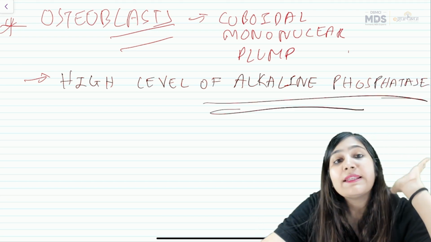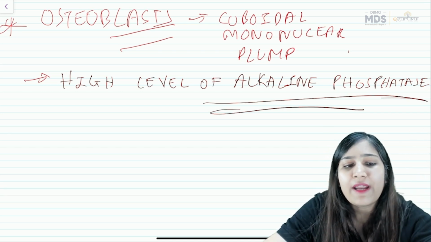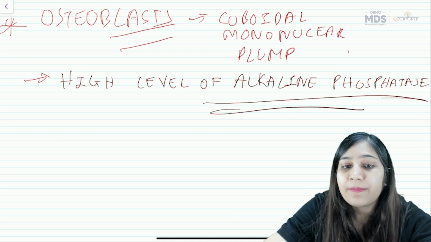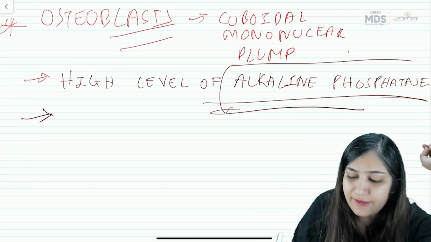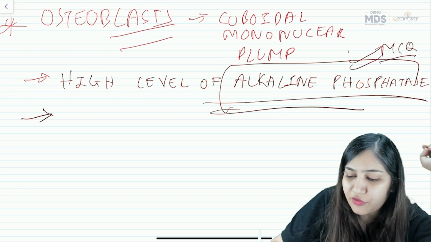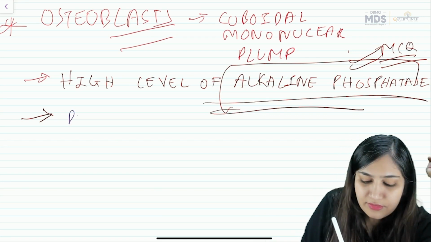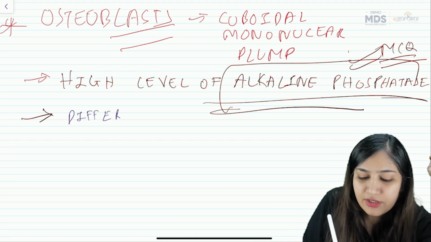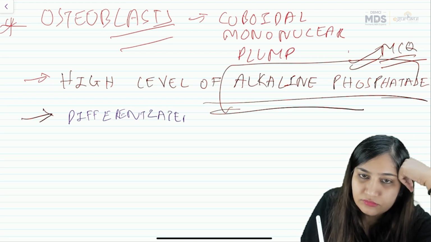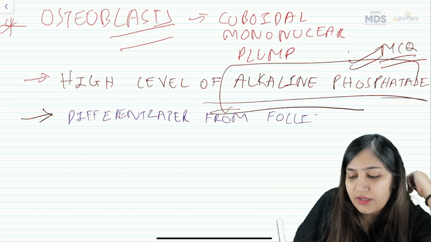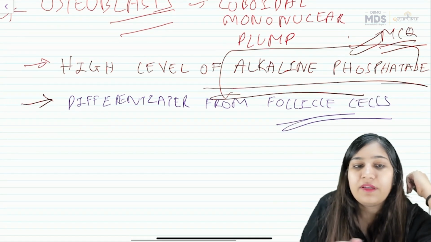Abundant protein synthetic organelles such as RER are present here. It secretes cytokines, growth factors, and osteoprotein. So it has a high level of alkaline phosphatase. This is important from the MCQ point of view. Then it is differentiated from dental follicle cells, pluripotent follicle cells, the dental follicle.